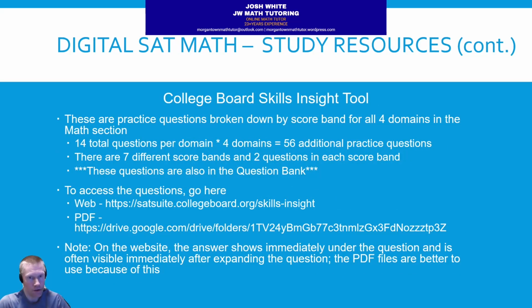Now, there's also something called the College Board Skills Insight tool. This is basically just 14 questions in each of the domains. So it's like basically 56 practice problems. But the thing that is unique about these is that even though these questions are in the question bank, they are separated by score band. So there's 2 questions in each score band, and the score bands start at the very bottom. I think it's in like the 300s, and they go all the way up to the top.